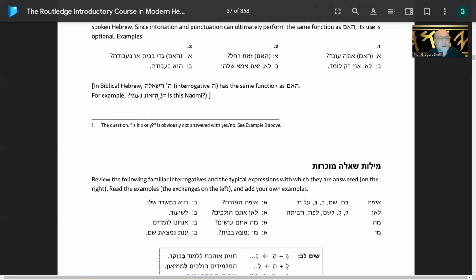Okay, so this is one we have to keep a careful check on. So we have milot, words, she'ela, let's see, mekorot.